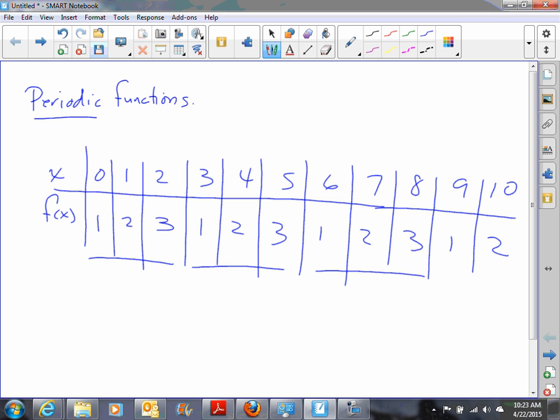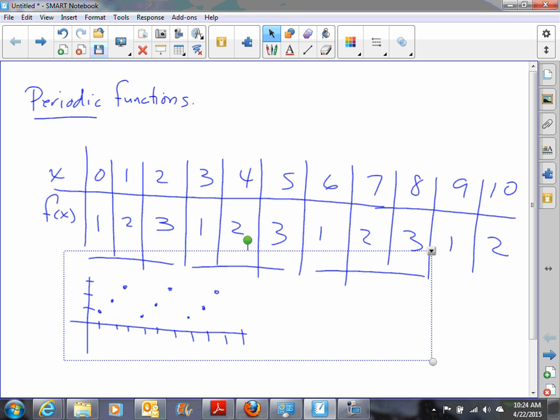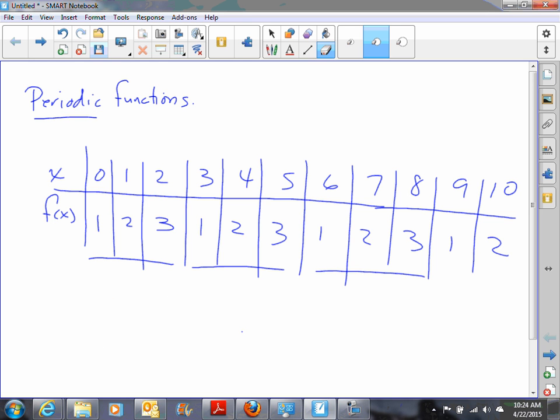Now, if you looked at a graph, it would look something like this. Oops, I started with 0, not 1. That's why the graph's not working here. Let's try again.